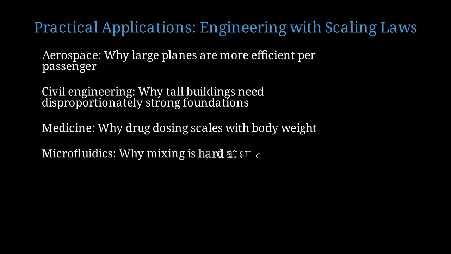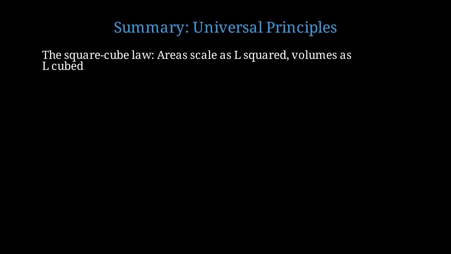In microfluidics, mixing fluids is extremely difficult because low Reynolds numbers mean flow is laminar with no turbulent mixing. Let me summarize the universal principles we've covered. The square-cube law is foundational. Areas scale as L squared, while volumes scale as L cubed. The surface-to-volume ratio decreases with increasing size, profoundly affecting heat transfer, chemical reactions, and structural strength.